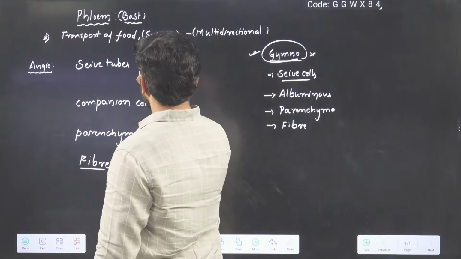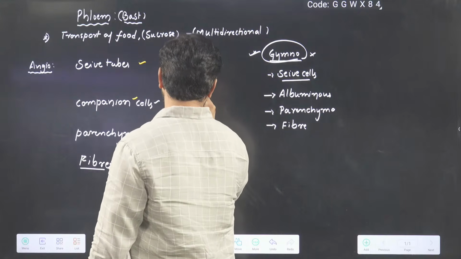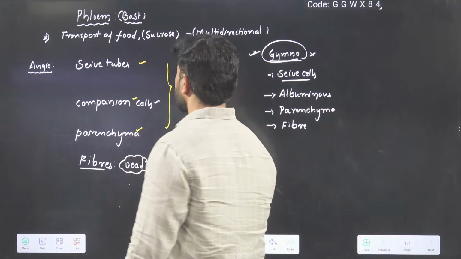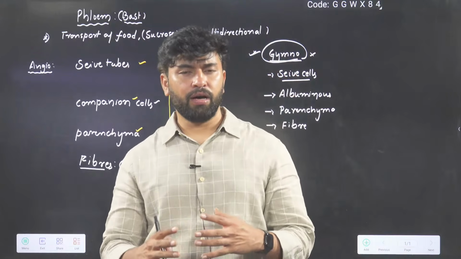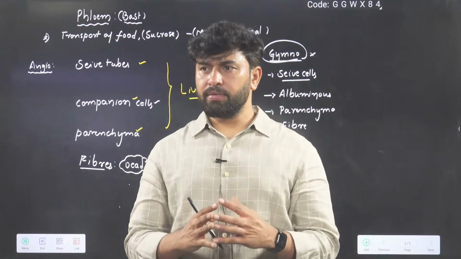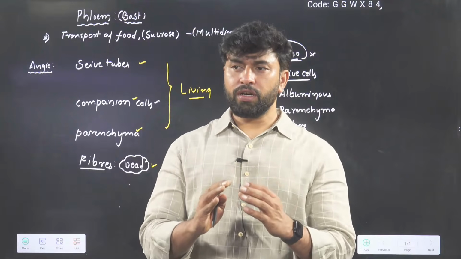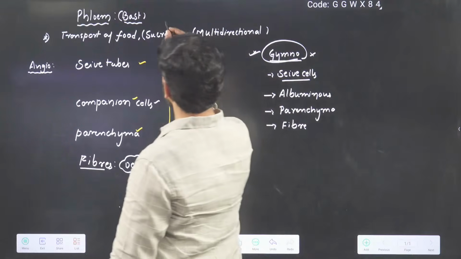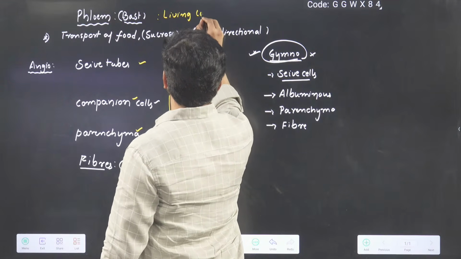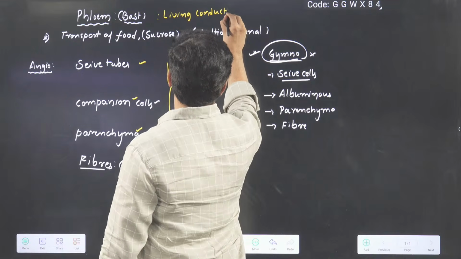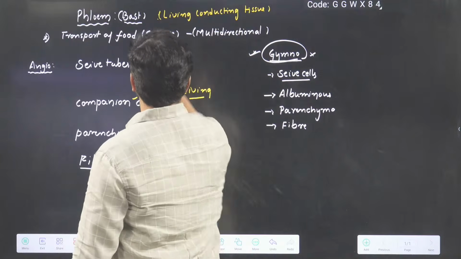Next one. Sieve tubes, companion cells, parenchyma. All are living cells. What do you mean by living? They have protoplasm, whether they have a nucleus or not. Their walls are thin, made up of parenchymatous cells. With this criteria, phloem is known as living conducting tissue. Conducting means transportation. Phloem is living conducting tissue.